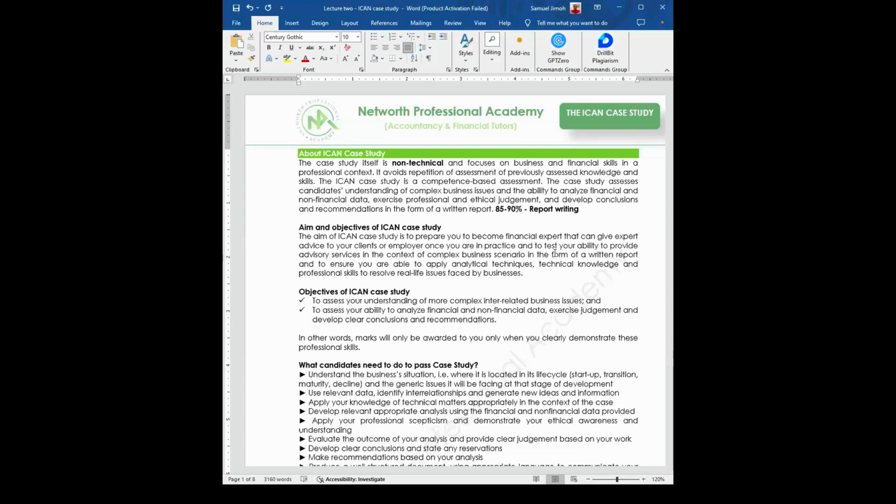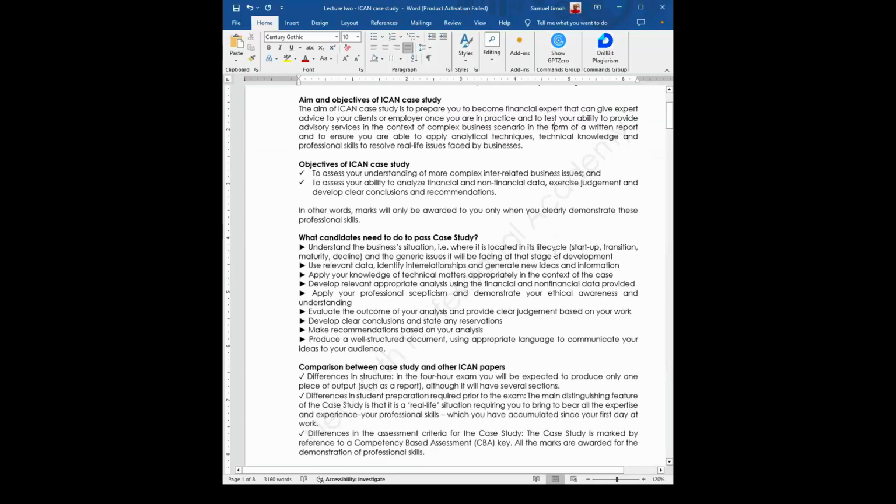So the aim here is to prepare you to become a financial expert, a business expert that can give expert advice to businesses, to business owners, to employers when you qualify, and to groom you so that you can provide advisory services to them when you qualify as a chartered accountant.